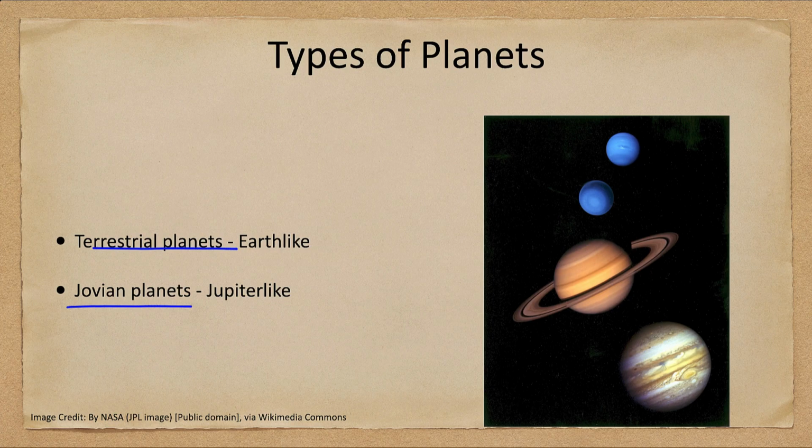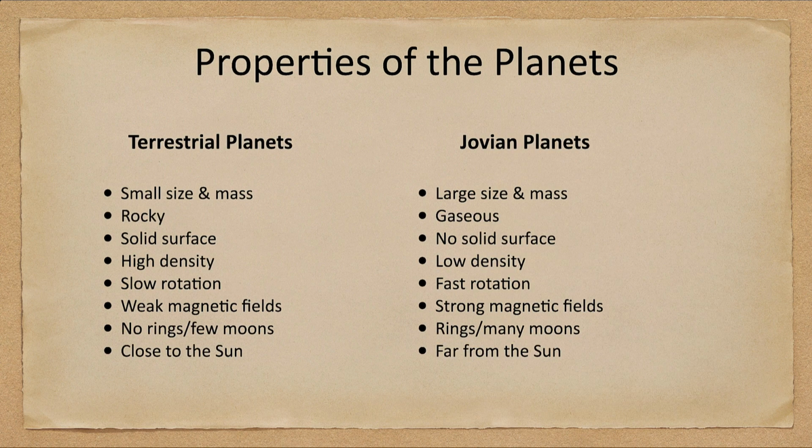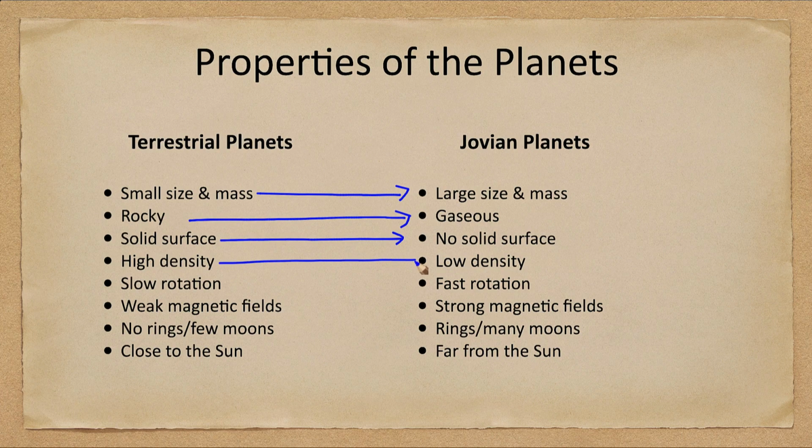And in fact, we can look at the properties of these two types of planets. And what we see is that they are really complete opposites of each other. The terrestrial planets are small. The Jovian planets are large, both in size and mass. Terrestrial planets are rocky, while the Jovian planets are all gaseous and icy. The terrestrial planets have a solid surface, while the Jovian planets do not. Terrestrial planets have a high density, while the Jovian planets are a low density.